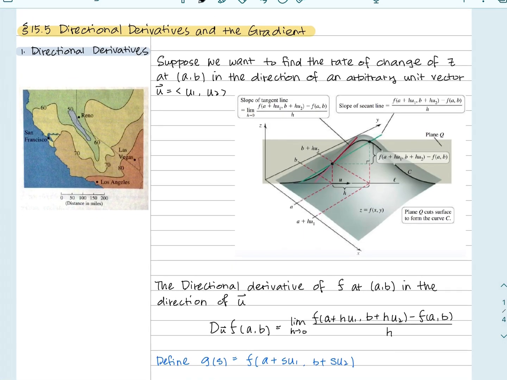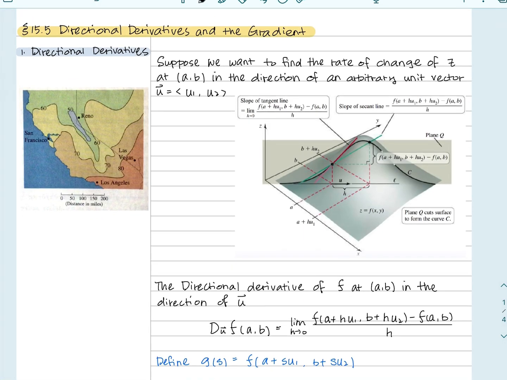In this section, we'll see directional derivatives and gradient. So first, let's see what is the directional derivative. We have partial derivatives f sub x, f sub y, so df/dx, df/dy.